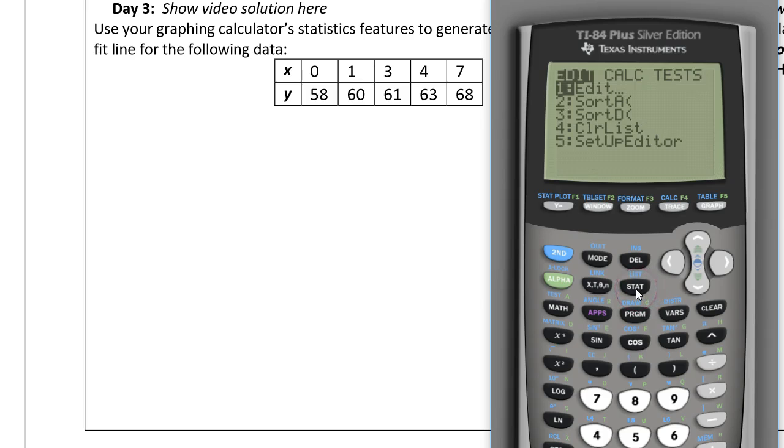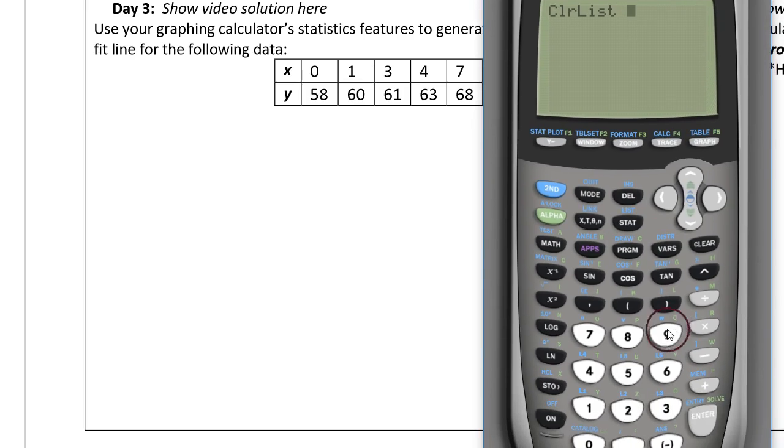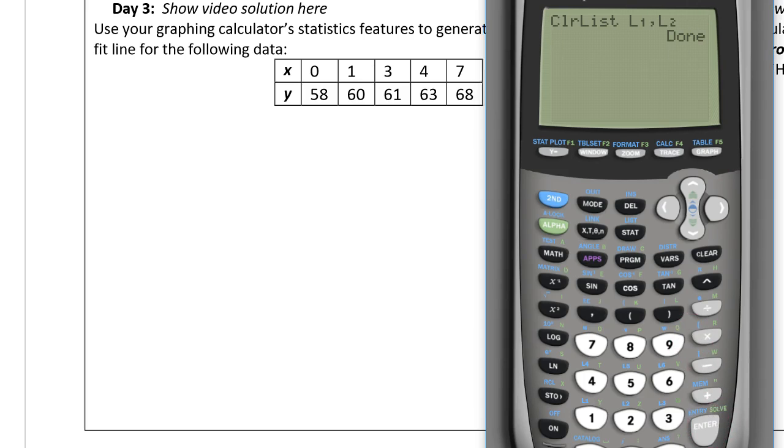So push stat, choice 4 is clear list, and then you need to tell it which lists to clear. If you paid attention to the top of those columns, they were called L1 and L2, meaning list 1 and list 2. Notice how in blue ink, button number 1 says L1, and in blue ink, button number 2 says L2. Those are the names of the lists that we want to clear. So push the second key and then L1, then push comma, which is located right above the 7. And now go second, L2. This is going to clear those two lists. Push enter. It tells us it's done.